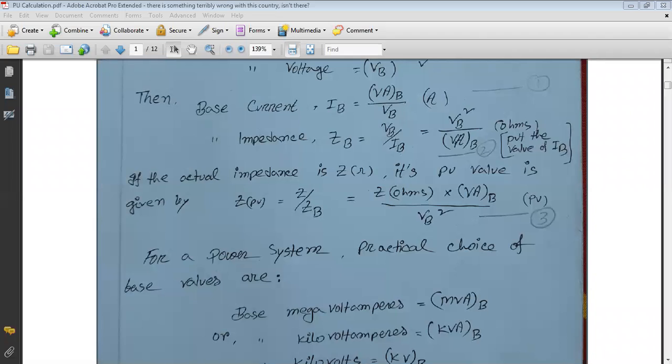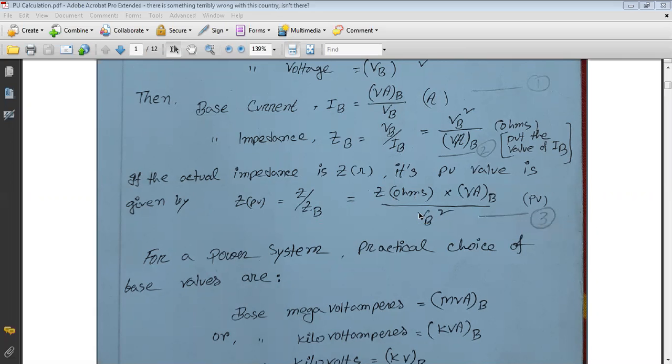The equation is: the per unit value of impedance should be the real value of impedance divided by the base value of impedance. And if we put the base value of impedance from equation 2 here, then that should be the real value of impedance into the power base divided by voltage base square.